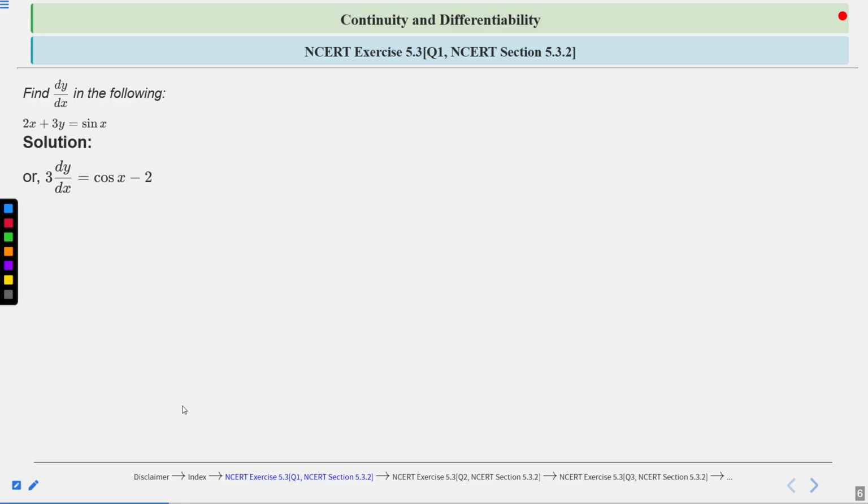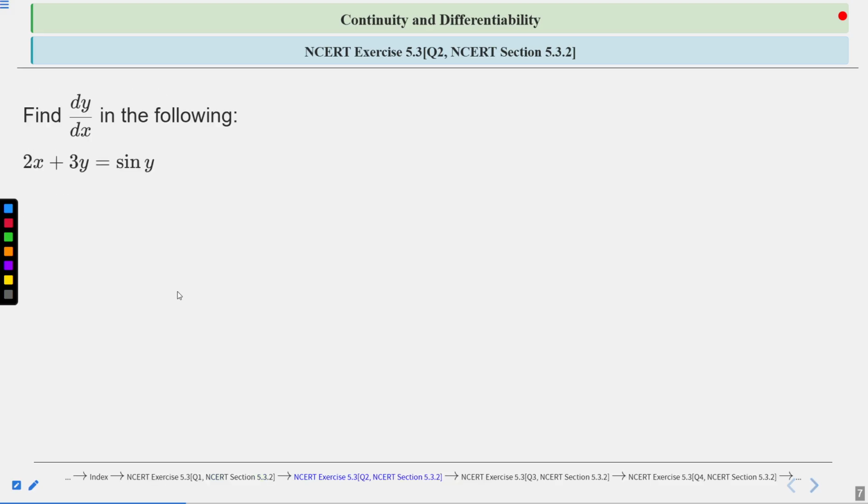So it will be 3 dy by dx is equal to cos x minus 2. Hence, our answer will be dy by dx equal to cos x minus 2 upon 3.